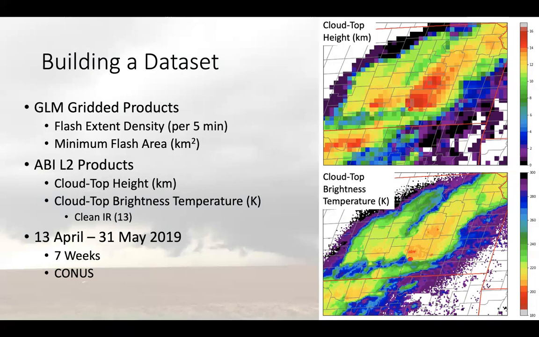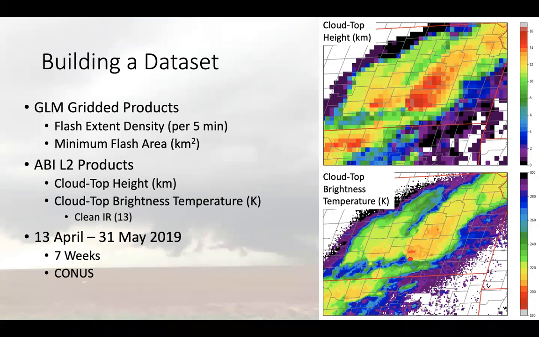So we took two GLM products, the flash extent density and the minimum flash area, and we selected those for the study. We used the minimum flash area instead of the average flash area because, as was shown in the Hazardous Weather Testbed, when you're comparing between the minimum flash area and the average flash area, very large flashes tend to wash out those smaller flashes, which can become more important. And I'll explain the importance of the smaller flashes later. But we want to be able to capture those smaller flashes.